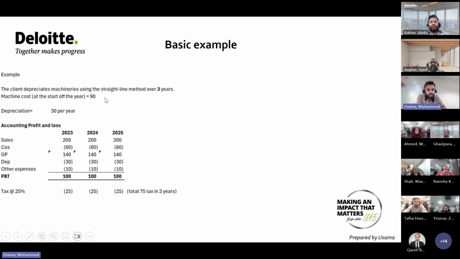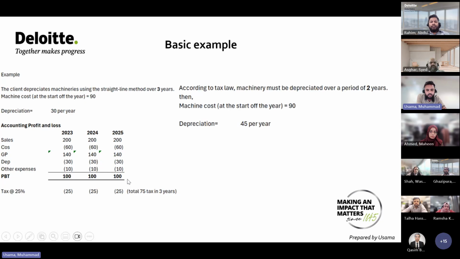Given here is some more information regarding the accounting side: we have a machine which cost 90 at the start of the year, and it is depreciating over 3 years in our accounting policy. Basically, in our accounting policy, every company determines the life of the asset. So here the company assumes that the life of this asset is going to be 3 years, so the depreciation per year will be 30. So here I have computed the PBT and I'm showing the same in this slide.